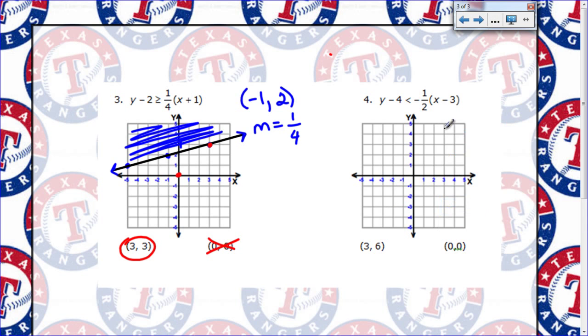So try one more. I'm going to have you pause the video and actually try and graph it and find the solution, and then come back and check your answer.